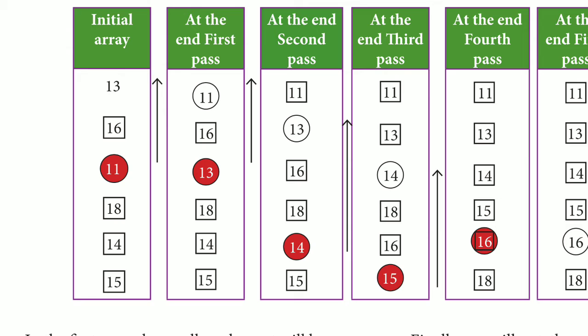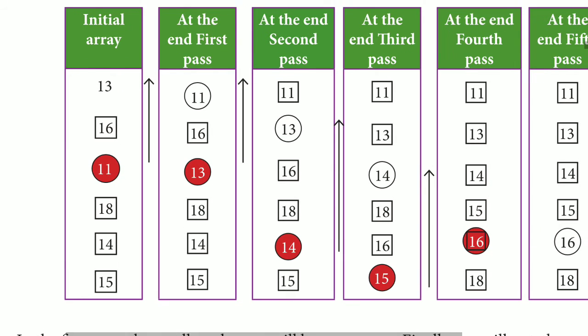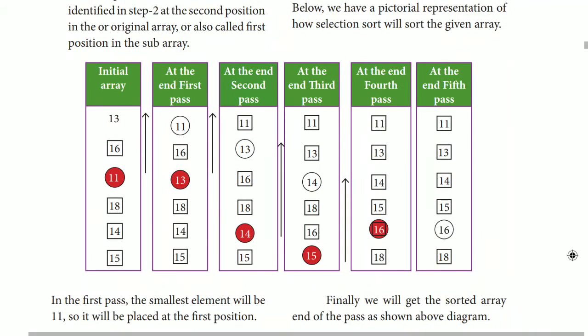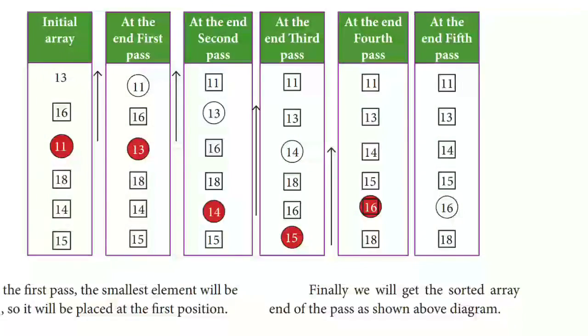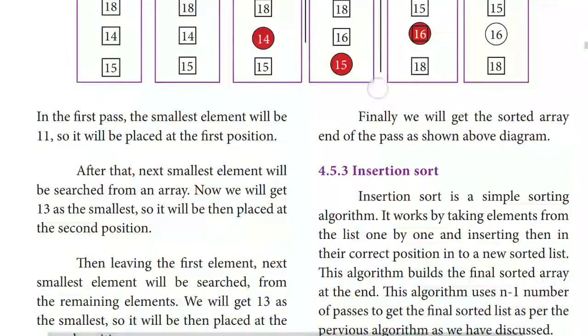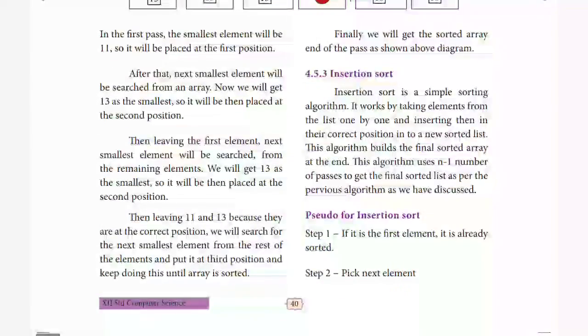So leaving the first position and taking all the other elements, say for example 16, 13, 18, 14 and 15, it will compare all the elements and find the next smallest element. So 13 is the next smallest element, it will swap to the second position. Likewise it will keep on changing until all the elements are swapped and we get the sorted list.